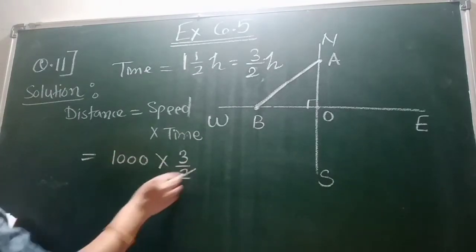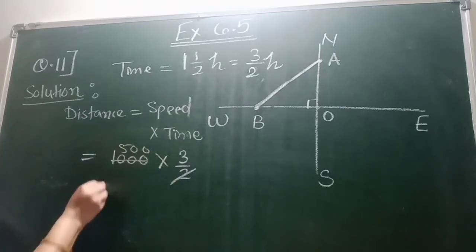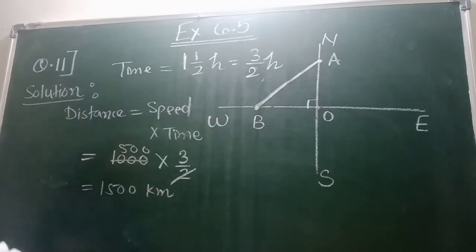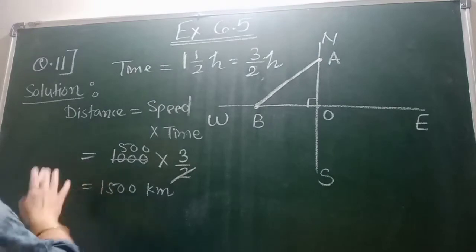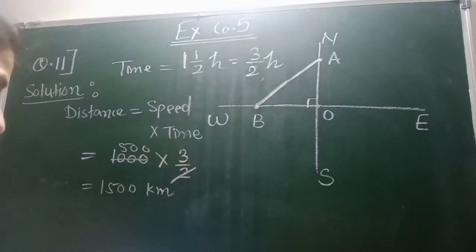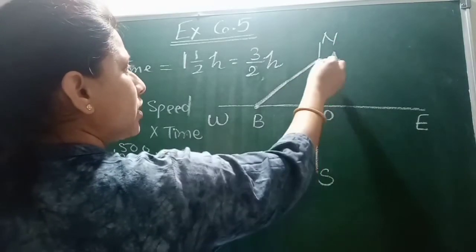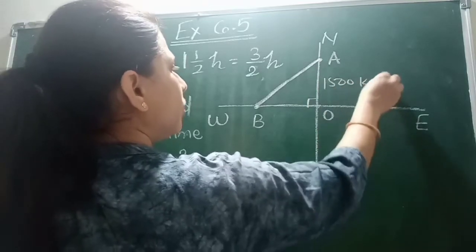Now we can cancel this. 2 ones are 2, 2 fives are 10, 0, 0. So what we will get? Distance equals 1500 kilometer. So in this particular diagram, which distance will be 1500 kilometer? Yes, in the north direction. As you can see, this is your north direction. So this distance OA is your 1500 kilometer.